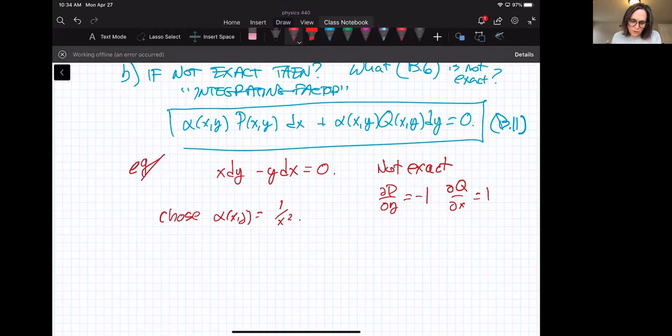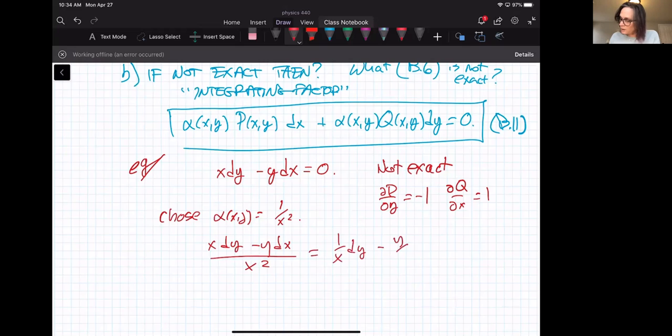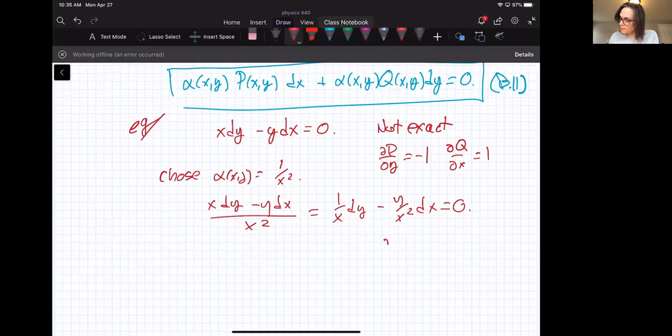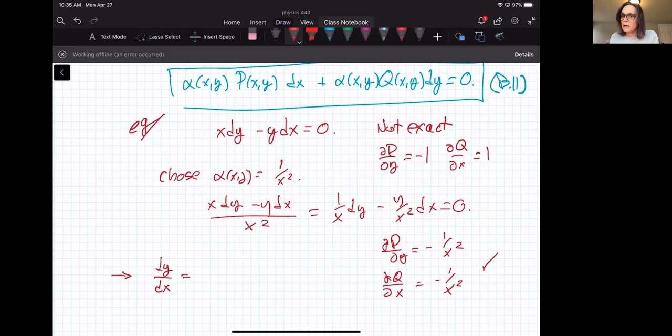So in this case, if we use 1 over x squared, we have x dy minus y dx over x squared. That's equal to 1 over x dy minus y over x squared dx is equal to 0. Is this exact? Well, dP dy is equal to minus 1 over x squared. dQ dx is equal to minus 1 over x squared, so it's exact. And what we know then is dy dx is equal to what? What's our definition from starting down this road? We go all the way back up. Why do we start with P's and Q's?